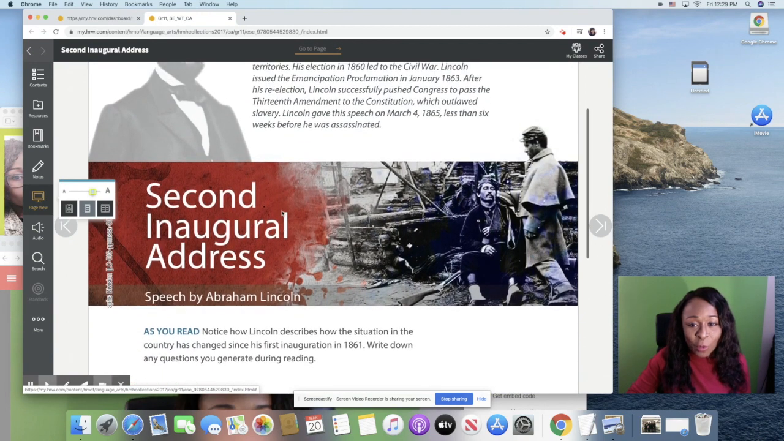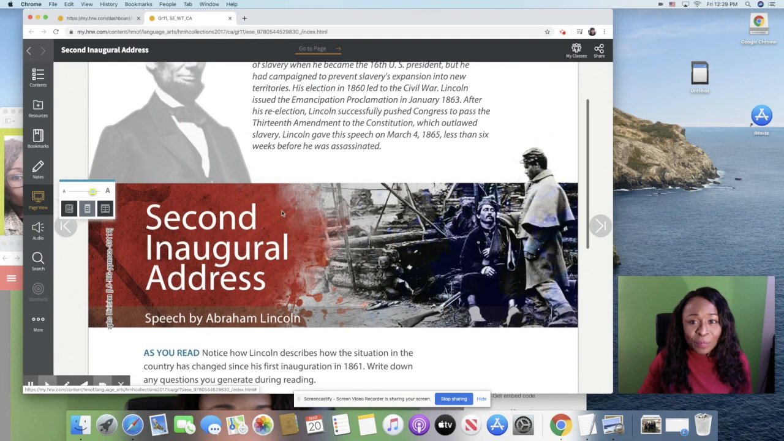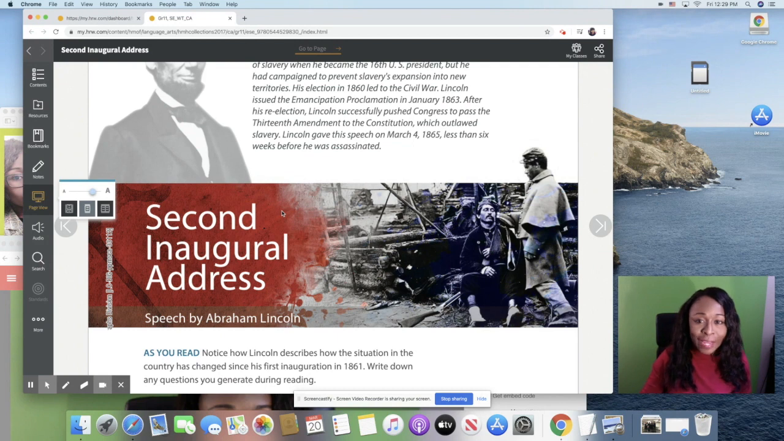So we're going to get started with the second inaugural address, and I just want to point out before we begin the time period. So we're already in the Civil War. Lincoln has already issued the Emancipation Proclamation, and now he has been reelected to his second term, and he is addressing the nation. This speech is given on March 4th, 1865, less than 6 weeks before he was actually assassinated.